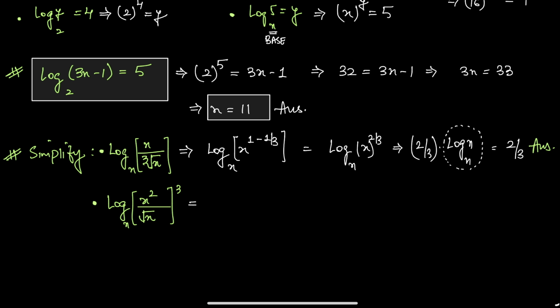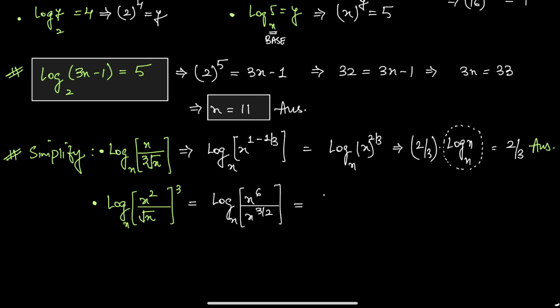This is again a simple question, so in this one I will write x raised to the power 6 because 2 and 3 will multiply definitely, and this is your x raised to the power half which is multiplied with 3, so it will become 3 by 2. Your base is x as it is.